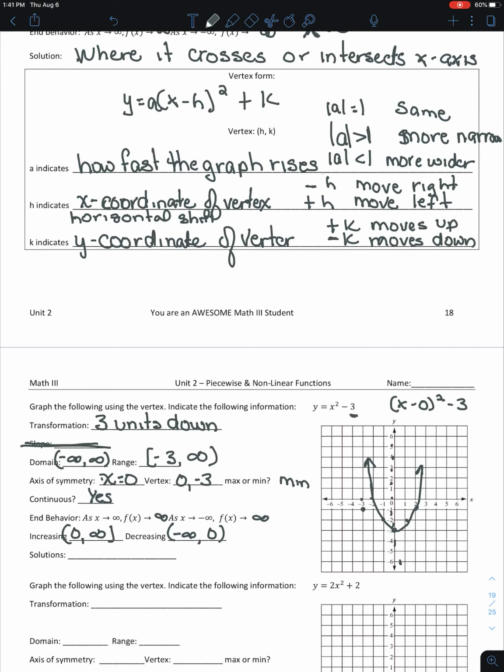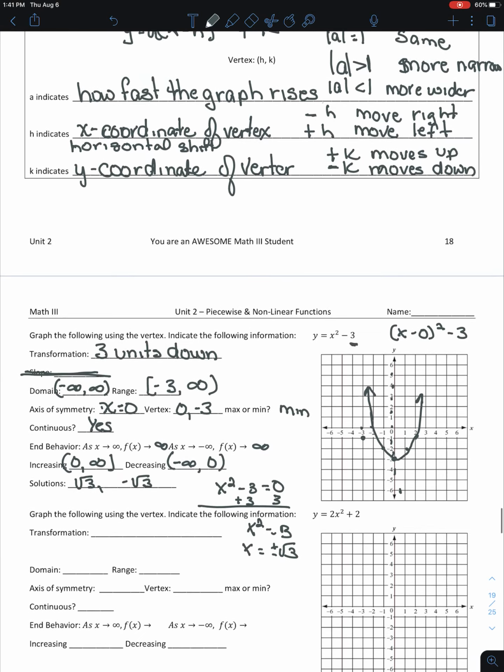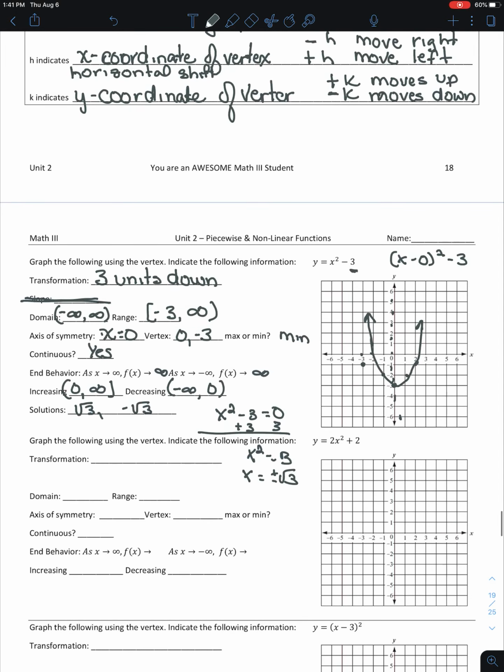The solutions are hard to tell when we are graphing it this way, but from experience, I know that my solutions are radical 3 and negative radical 3. How do I know that? Just take my word on it. What I can do is set x squared minus 3 equal to 0, add 3 to both sides, and I get x squared equals 3. Then to find the value, I take the square root of both sides. I'm not really asking you to do that in this unit. That's more of a next unit thing.